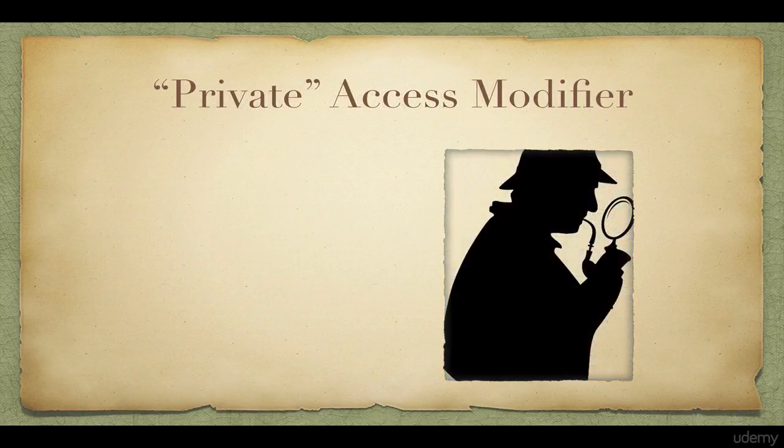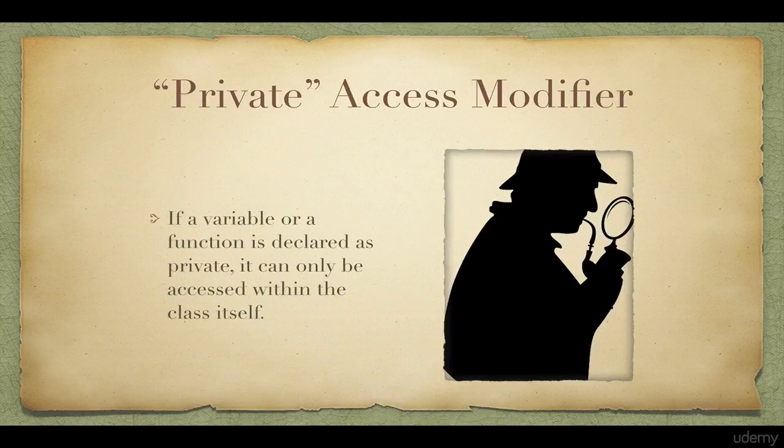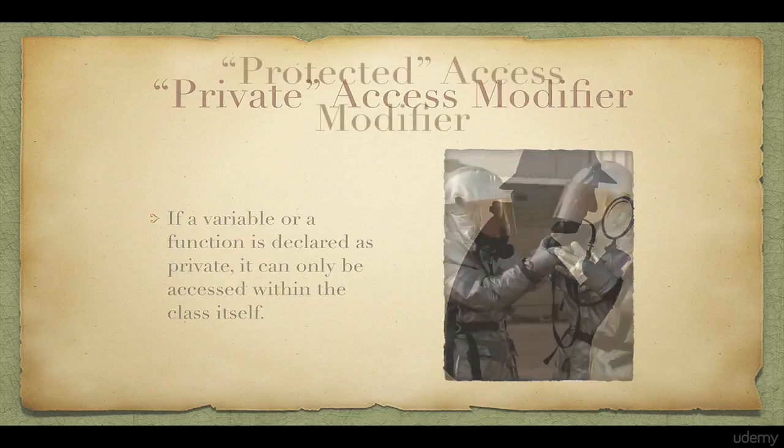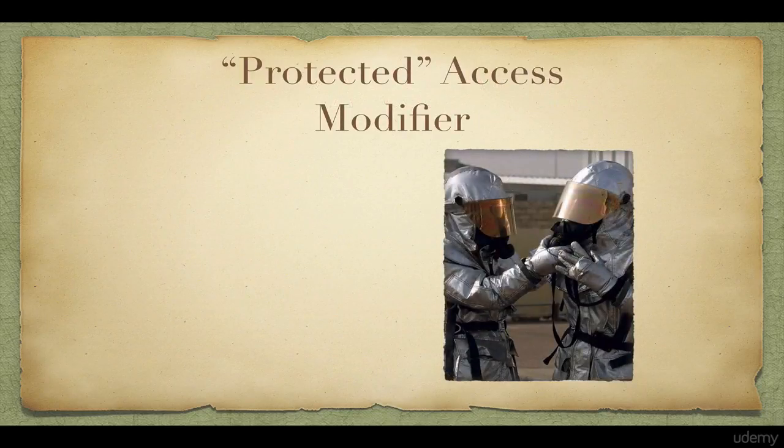And what is the private access modifier? If a variable or a function is declared as private, it can only be accessed within the class itself. By class, we mean the class that defined that specific private variable. And finally, we have the protected access modifier.